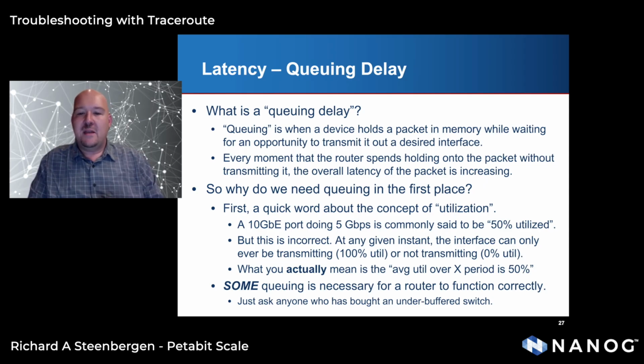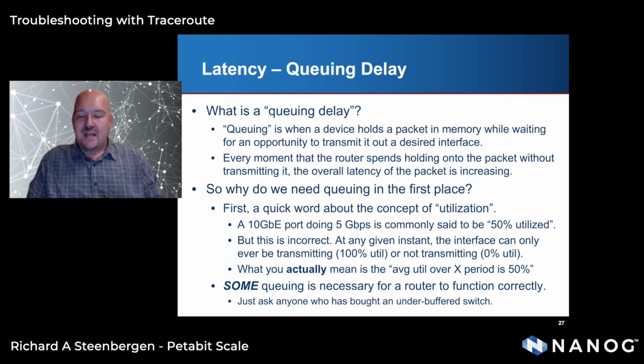So what do I mean by queuing delay? Queuing is any time the device is holding the packet in memory, waiting for an opportunity to transmit it. So every moment that a router is holding onto a packet without transmitting it, the overall latency is going up. Why do we need queuing in the first place? Well, let's talk about what our concepts of utilization are.